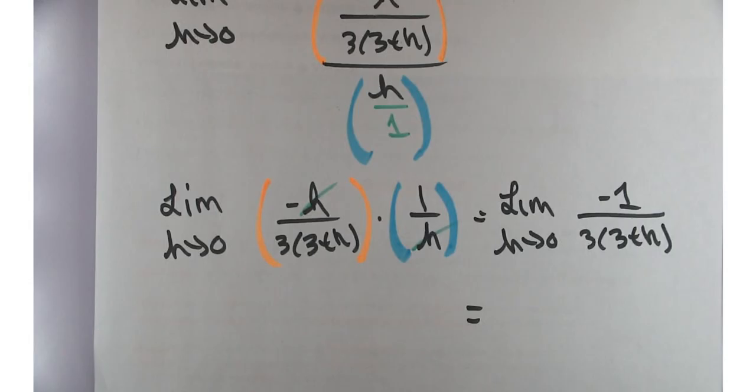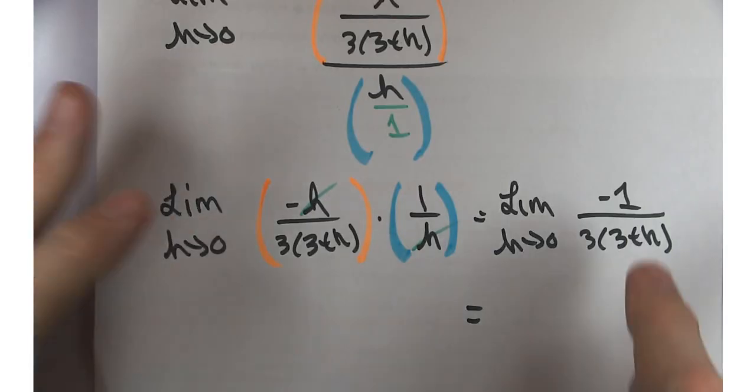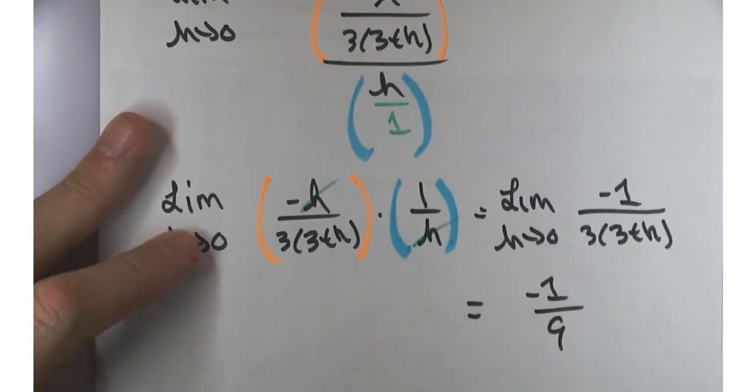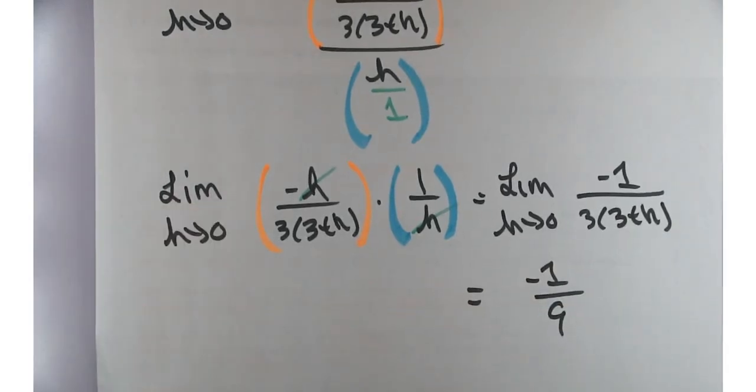What's that limit going to be? What's the number going to be? What's our best friend in terms of calculating limits? This is your go-to. Plug in the limit. Negative 1 over 3 times 3, because h is 0, is 9. And if you look at the decimal expansion of -1/9 on your calculator, it's the -0.11111 that we were seeing when we were looking at our table. So well done.